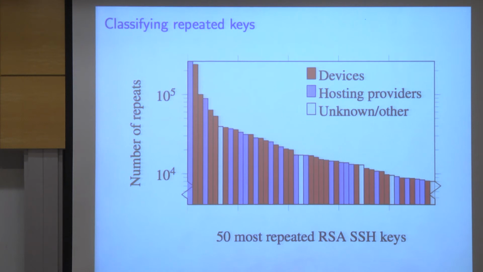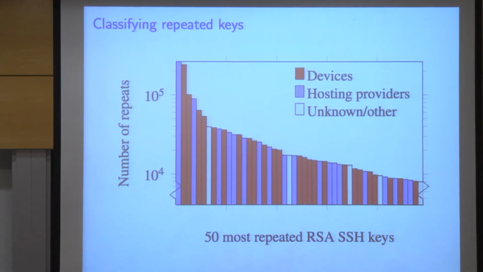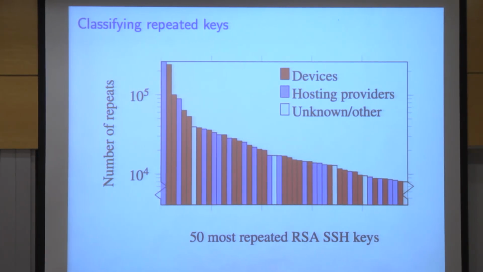If you do the experiment of, for example, looking through the 50 most common SSH keys, so this is a plot for RSA keys, this is something of what you find. This is me characterizing by hand whether these keys appeared to be associated with a hosting provider or device, or with something else. In the red, these are all the keys that were obviously generated by some kind of device. You just connect to it and it says, hello, I am a router.